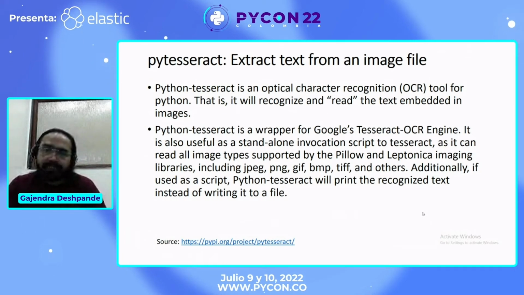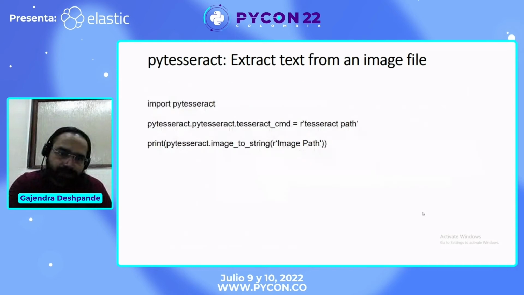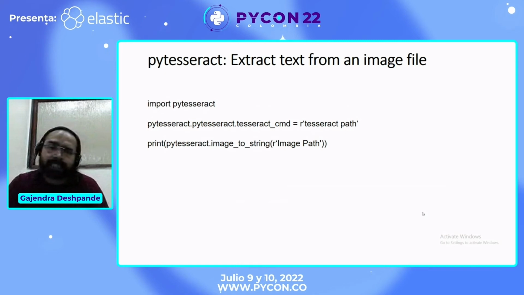These are Python's image processing libraries, supporting PNG and other formats. Additionally, if it is used as a script, Pytesseract will print the recognized text instead of writing it to a file. Depending on your requirement, you can store it in some way, or redirect the output to a file. But in our case, it is important that it writes the output to a file or stores it in some variable. Now this is a very simple code which helps us extract the text from an image file. Import the pytesseract module, then pass the image path, and then use the image to string function.